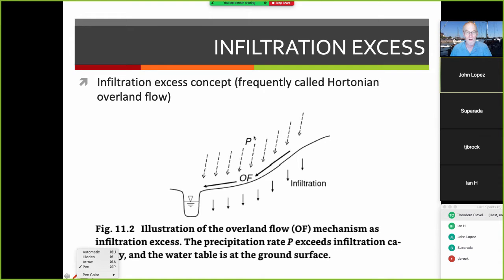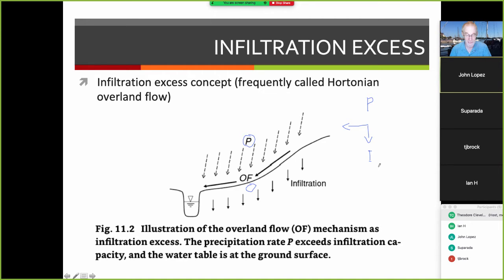The thinking is that the precipitation rate is bigger than the infiltration rate. When that occurs, the precipitation partitions into the overland flow and the infiltration part. And that certainly is a usable mental model, although it may not reflect the actual physics that's going on. Nevertheless, it's a useful tool.